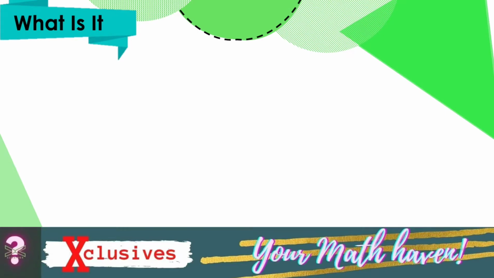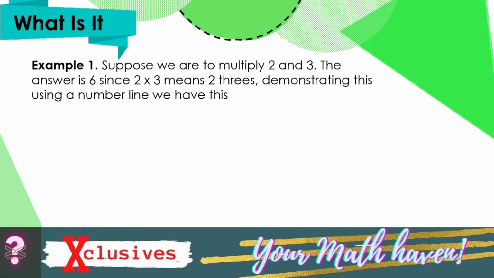In this video, I will discuss multiplication and division of integers. This time, let us study how to multiply integers using a number line. Let's have example number 1. Suppose we are to multiply 2 and 3. The answer is 6, since 2 times 3 means 2 threes.